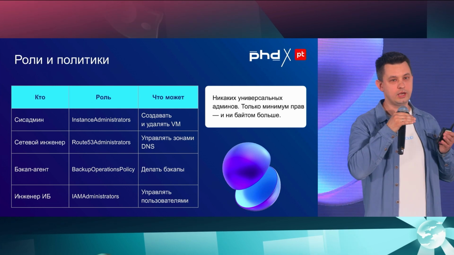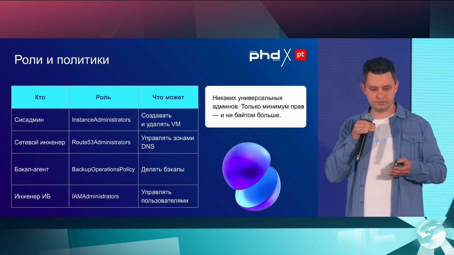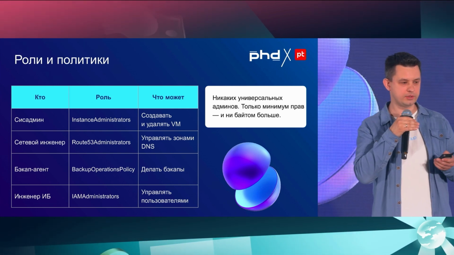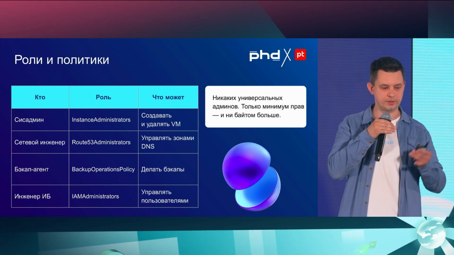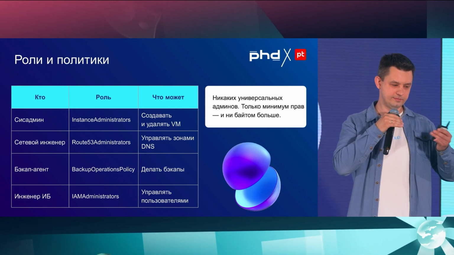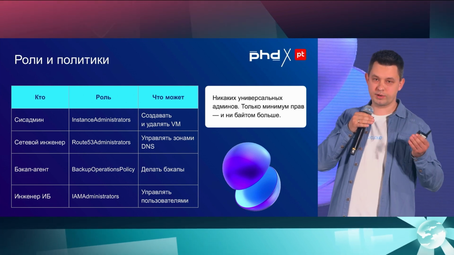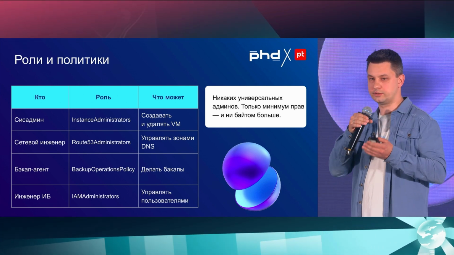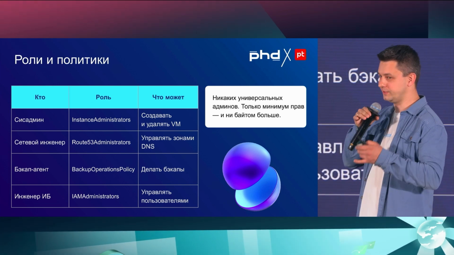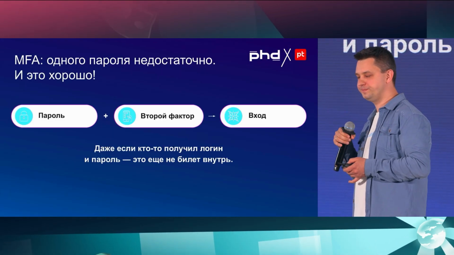After identification and authentication have been passed, authorization verification kicks in. So it is critically important to keep to the principle of least privileged rights. A cloud platform provides a role-based model, like roles and policies. It's important for users to be able to fine-tune them for themselves, in such a way that a system admin would be able to build and delete virtual machines, a network engineer to manage DNS, a backup agent to do only backup copies, and an InfoSec specialist to manage users only. No using of credentials by a super administrator.